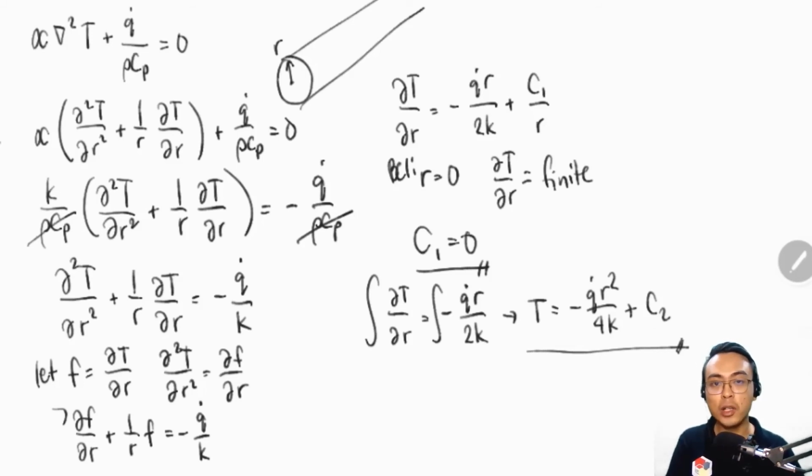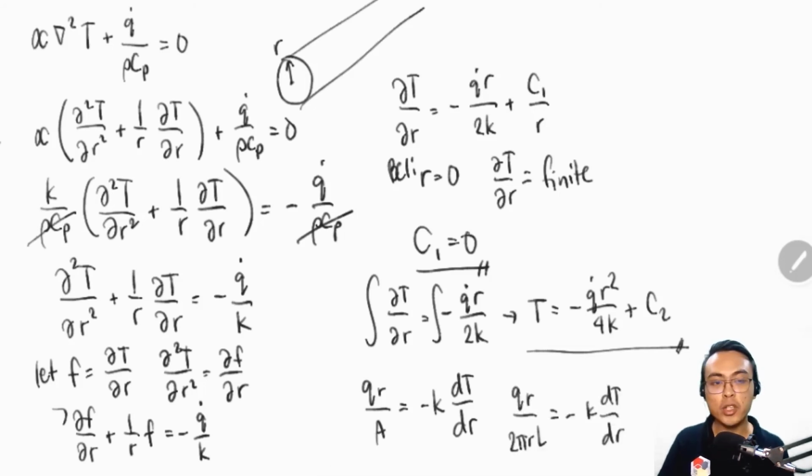However, this constant C2 will also be removed because we need to determine the rate of heat transfer through this system. If we go back to Fourier's first law, that would be QR over A is equal to negative K times dT over dr. Again, this is a cylindrical system, so the area will be the lateral surface area of the system, 2 pi RL. And then we just have to look for the value of dT over dr, but we have already identified that earlier. That is the first derivative of temperature with respect to R, negative Q dot R over 2K.